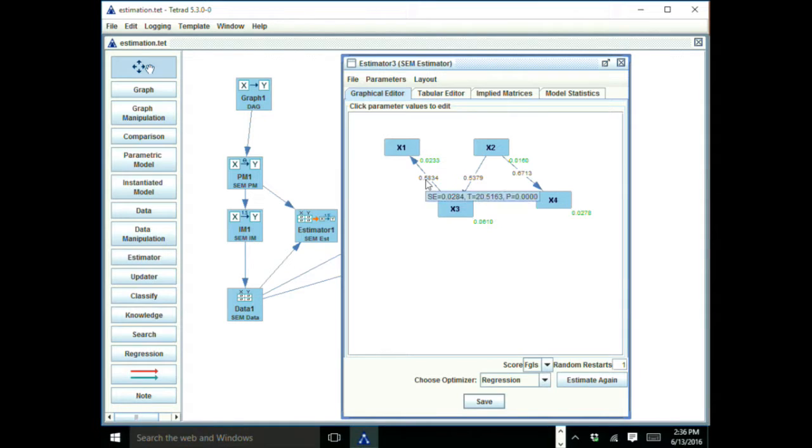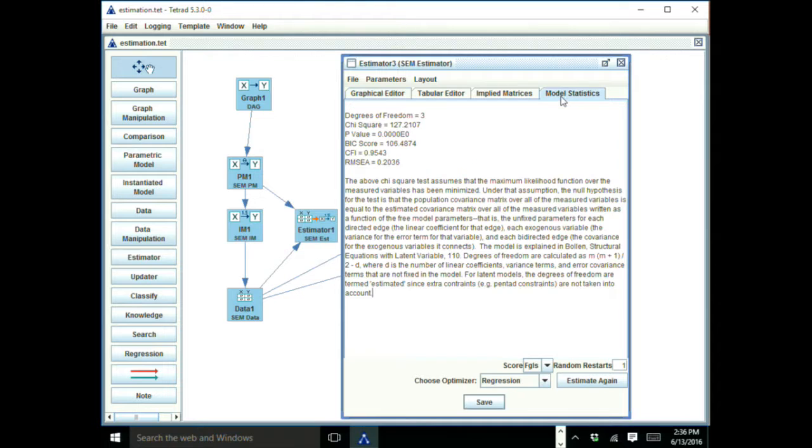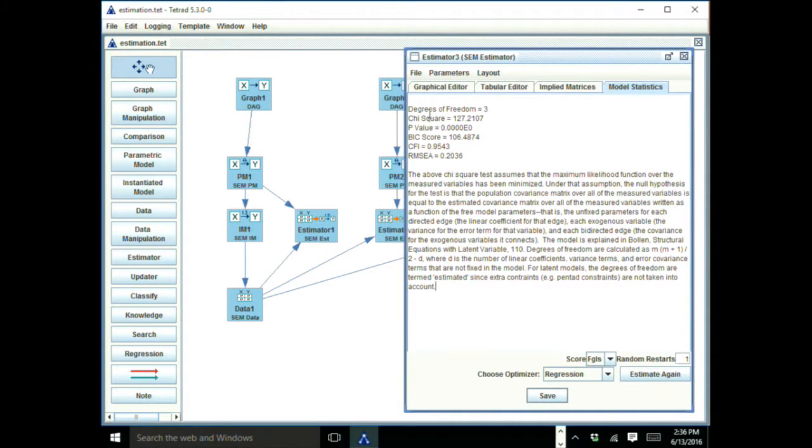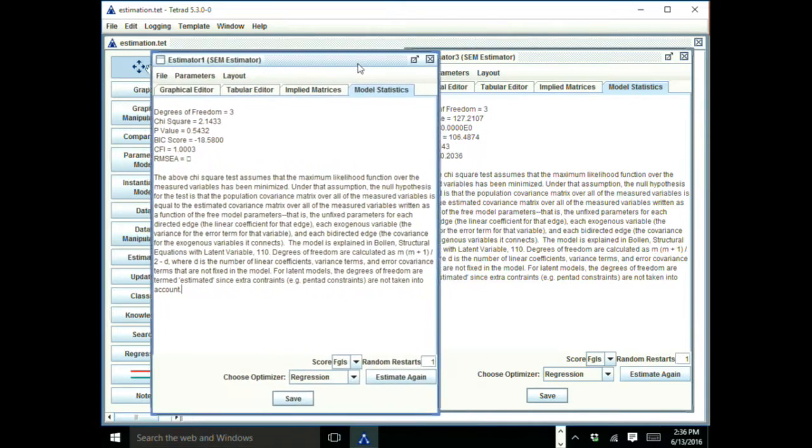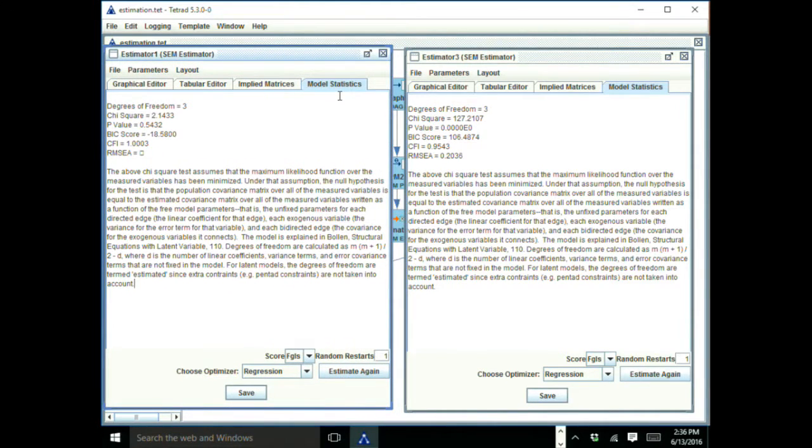Okay, so here the edge is flipped, the p-value is still 0, so the coefficient of that edge is highly significant, and this is high, and these are the same. But now look at the model statistics. This is where the rubber hits the road. So I'm going to read it to you so you can really get this in your head.